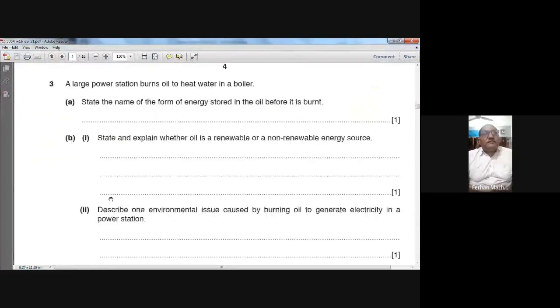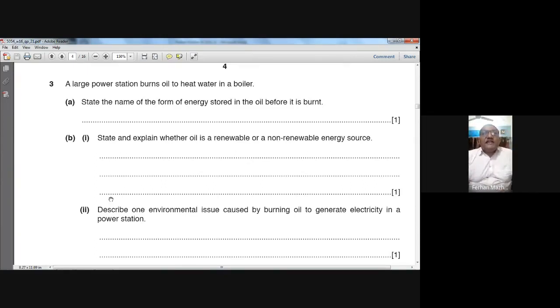Okay. On your screen, we have question number 3. A large power station burns oil to heat water in a boiler. A part is, state the name of the form of energy stored in the oil before it is burnt. Oil contains chemical potential energy. Oil has chemical potential energy in it.